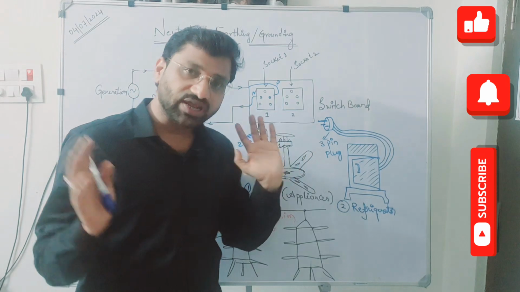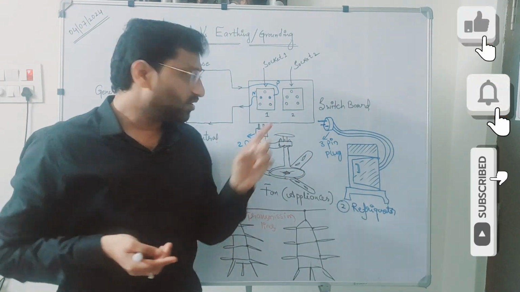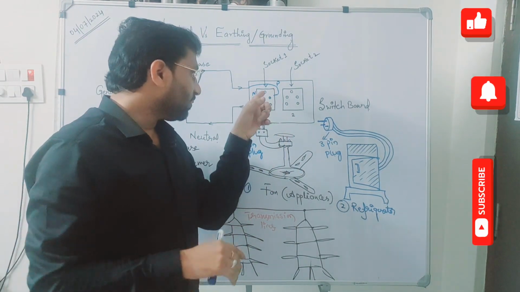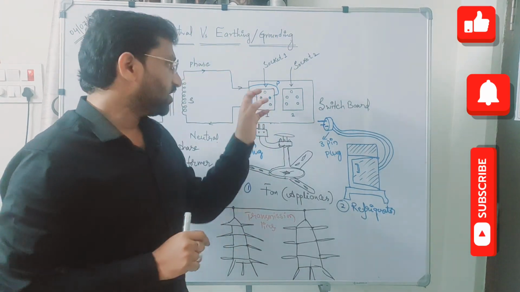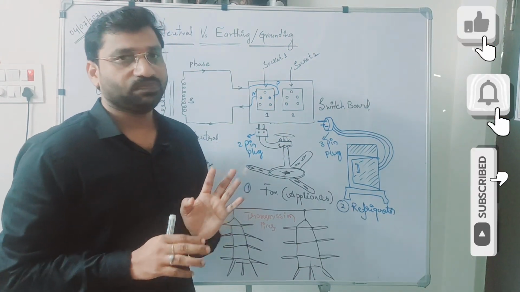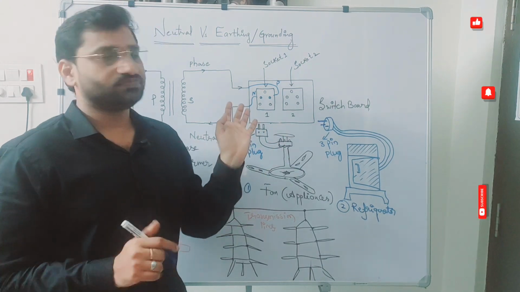When the appliance is not connected, when we are not switching on the fan, the socket is open. That means we will have only the potential at the phase wire, whereas there is no potential at the neutral wire. That means it doesn't carry any current, right?